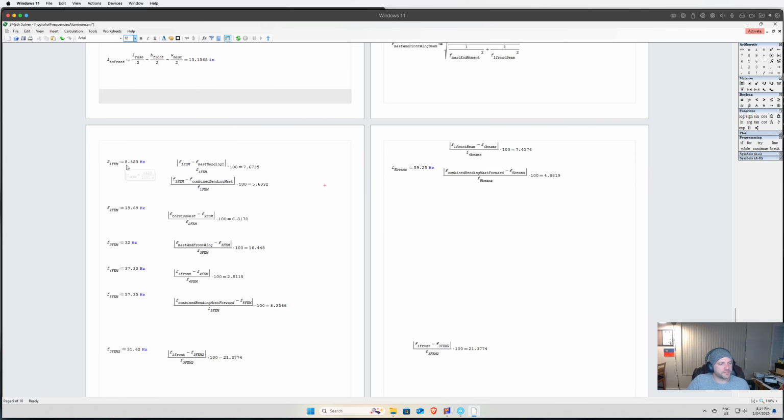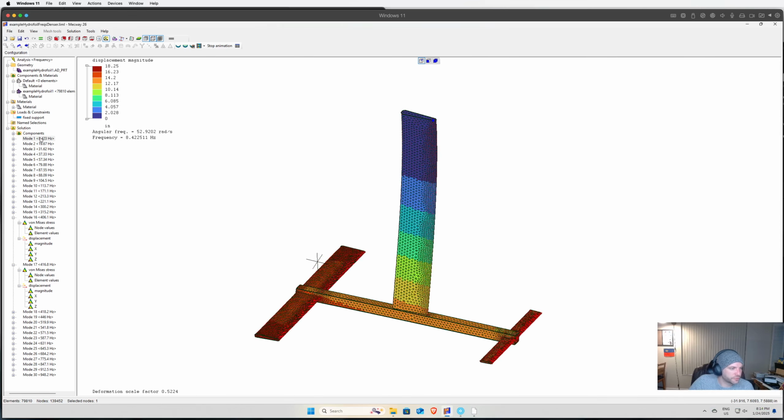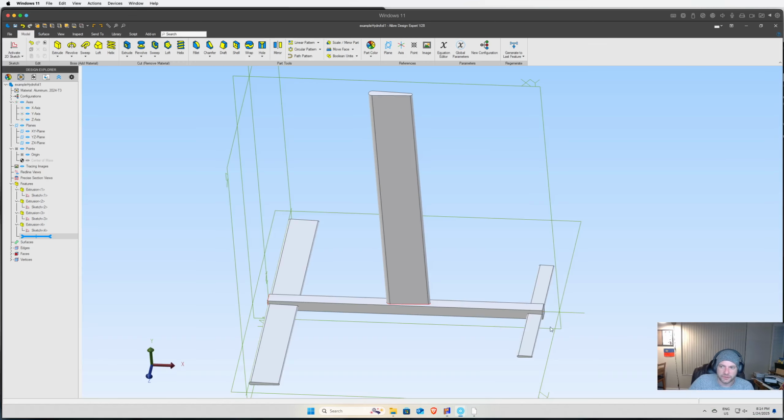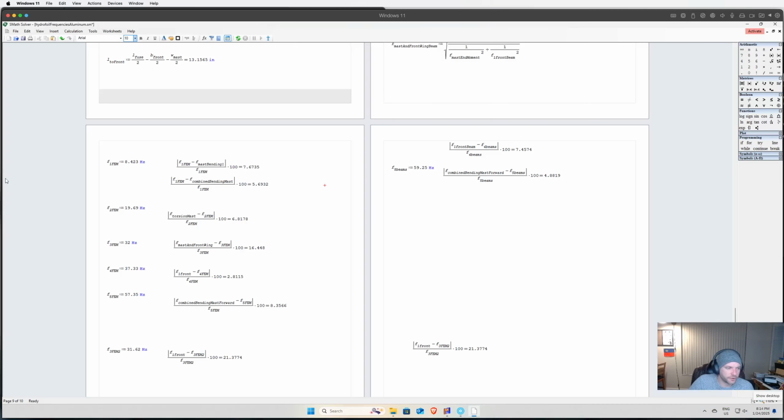But so FEM says 8.423. I think that's what I put in here. 8.423. By hand, oops, sorry, wrong program. By hand, I got a little bit different than that. So the mast bending, what did I get?